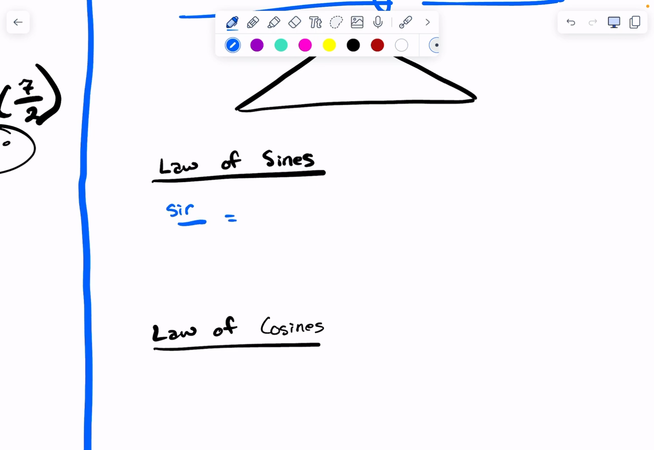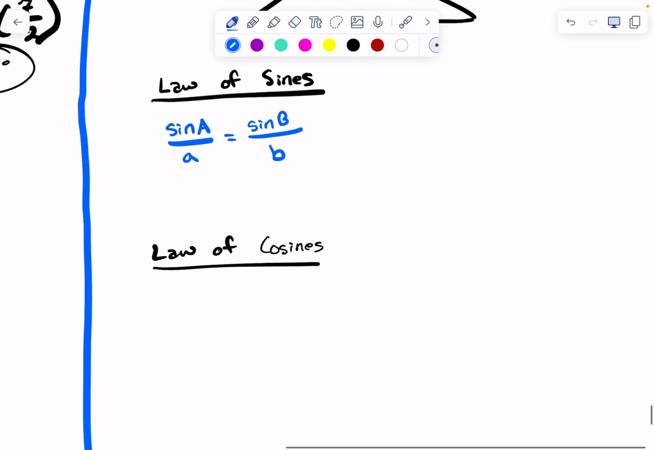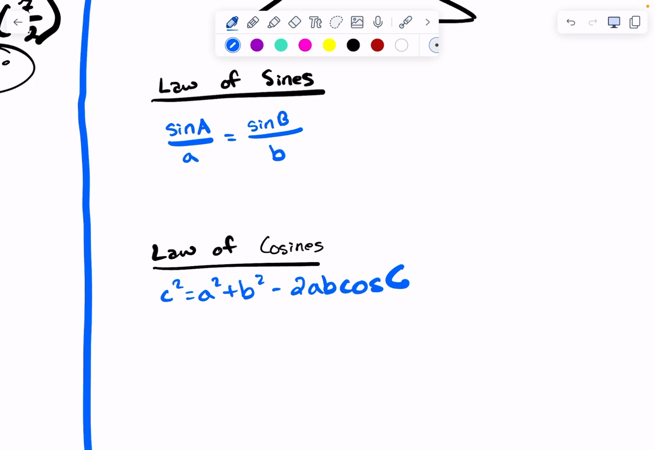What's the law of sines? Sine A over little a equals sine B over little b, and it could be C also. It doesn't matter what they're named, but that's the proportion that you set up: sine A over a equals sine B over b, or sine C over c. Law of cosines: do you have it memorized? c squared equals a squared plus b squared minus 2ab cosine of capital C.